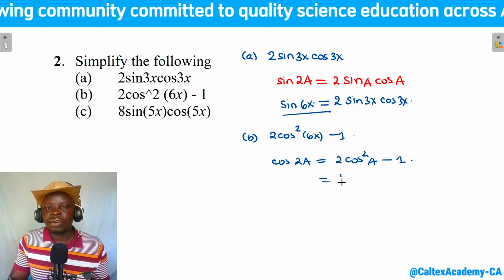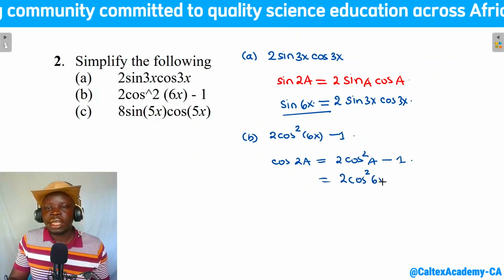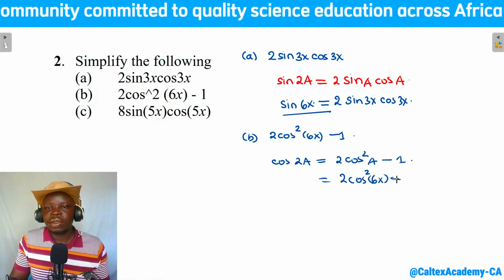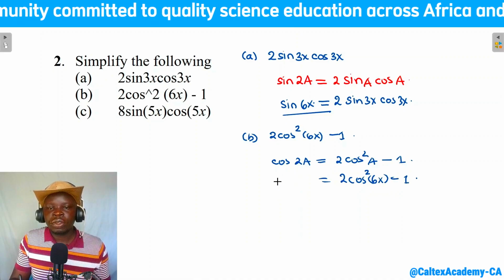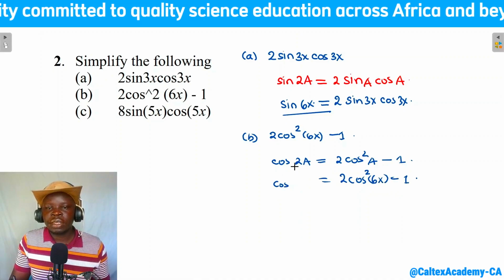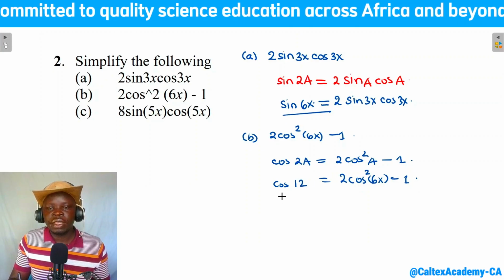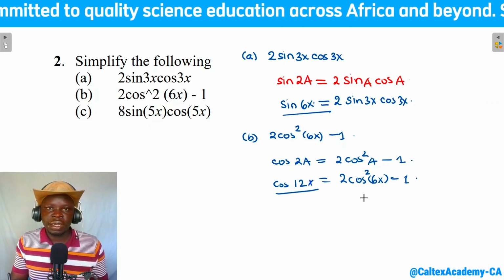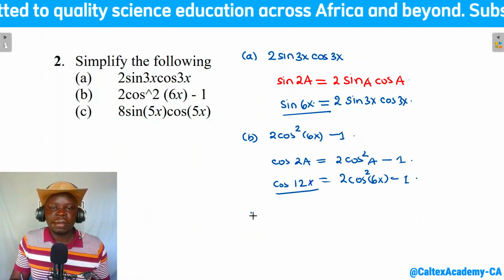So when we have twice cos square 6x and we subtract away 1, what is the expansion here? So it will be cos of our a here is corresponding to 6x. So here twice a means 2 times 6x, and that is 12x. So that becomes our answer. So lastly, let's take a look at number C.